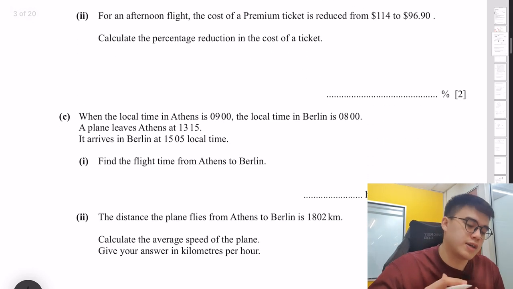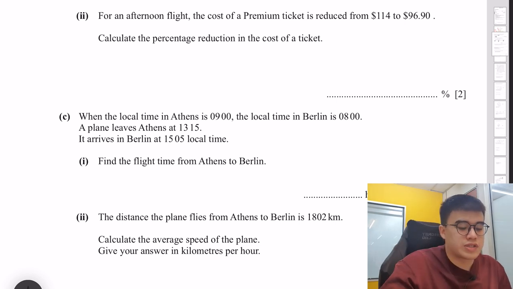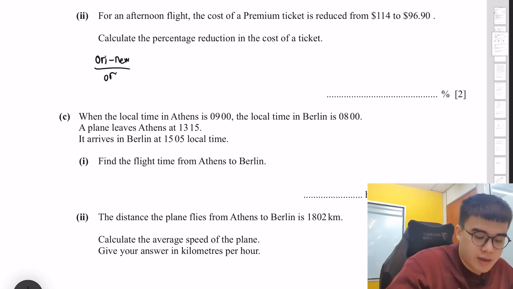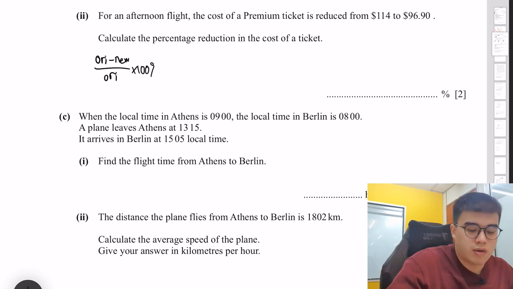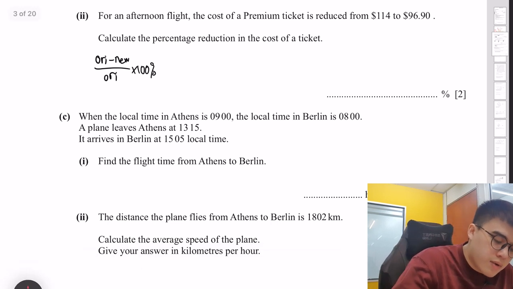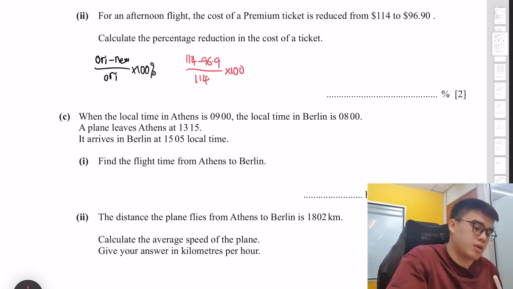For an afternoon flight, the cost of a premium ticket was then reduced from 114 to 96.9. So find the percentage reduction. For this, I'm taking original minus new, divided by original, times 100%. Original here, in our case, is 114. So 114 minus 96.9 over 114 times 100. After you key into your calculator, you will get 15%.